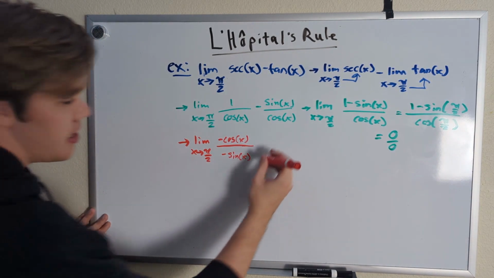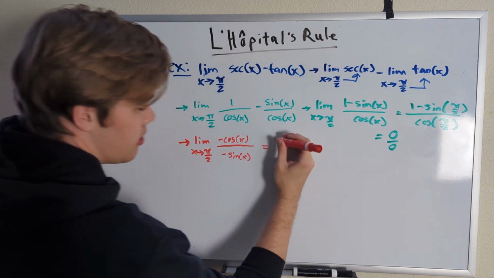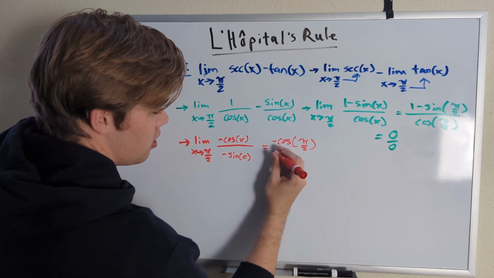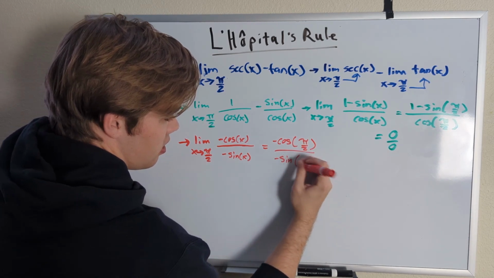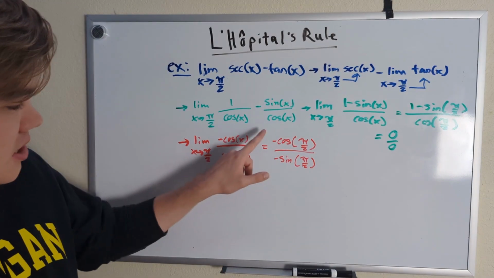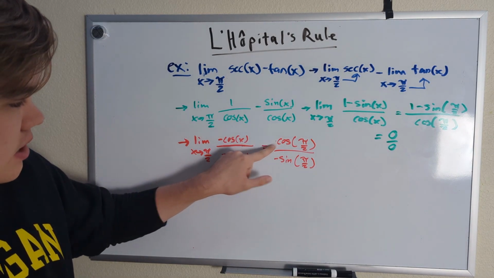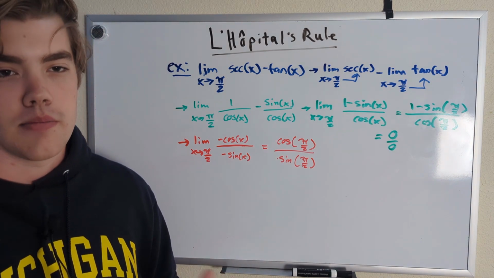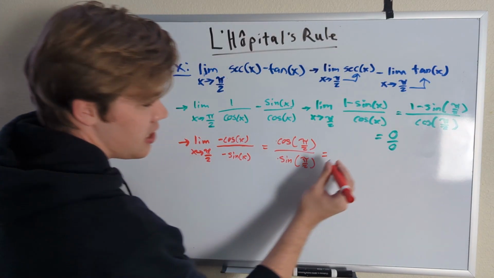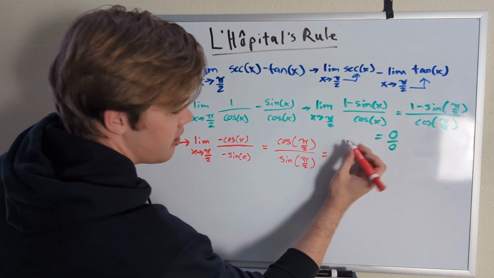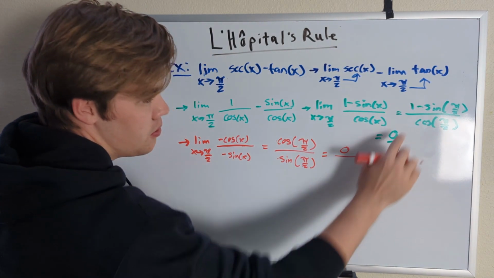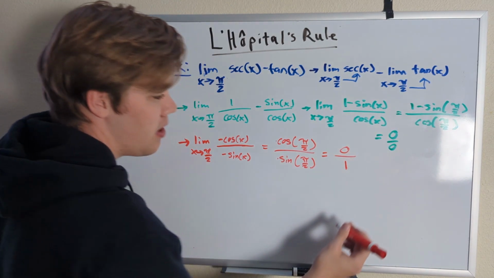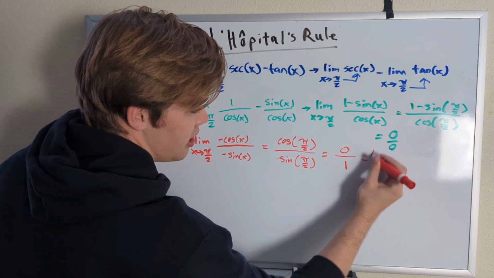So let's try plugging this one in. If we were to plug in pi over 2, we would get negative cosine of pi over 2 divided by negative sine of pi over 2. Oh, and I do want to mention that since this is a negative divided by a negative, these negatives will actually cancel out. And this will end up equaling positive cosine and positive sine. Cosine of pi over 2, as we discussed earlier, is 0, and sine of pi over 2 is 1. We talked about how 1 minus sine of pi over 2 is 0, so sine must equal 1. And 0 over 1 is just equal to 0.